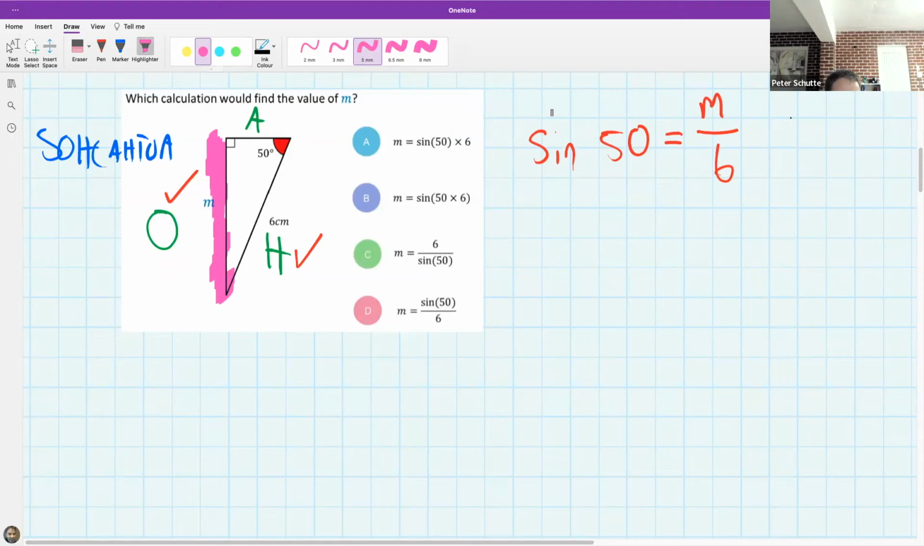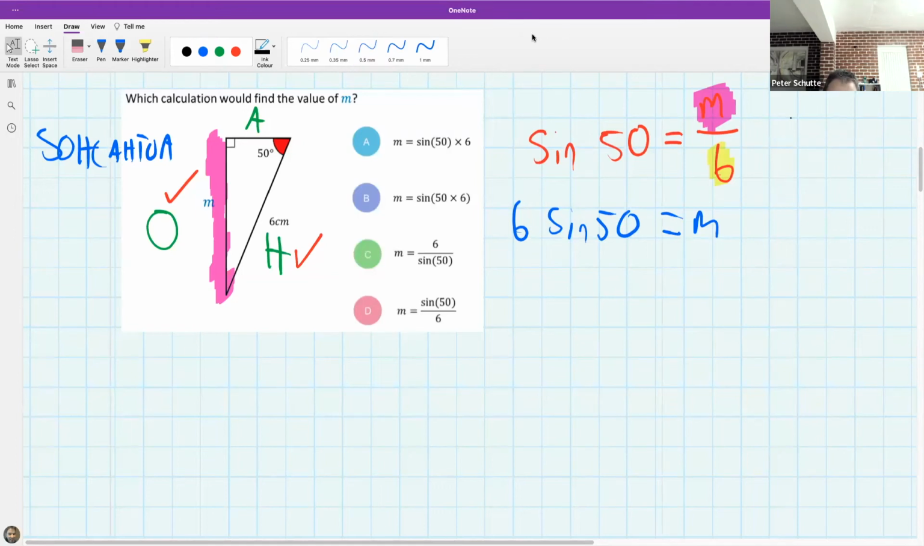And now what I want to do is I want to get this M all by itself. And the way I'm going to get the M all by itself is I'm going to move the 6 across. So if it's divided by 6, I times both sides by 6. I should get 6 sine 50 is M. Now, which of the options is going to be that? So 6 sine 50, to me, that looks like A. So the answer would be A.